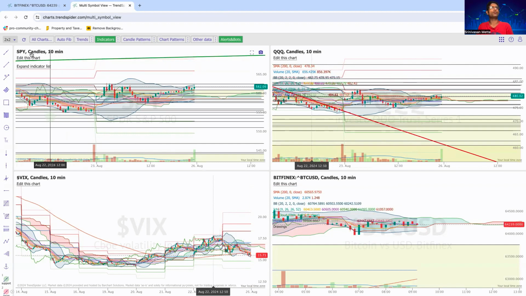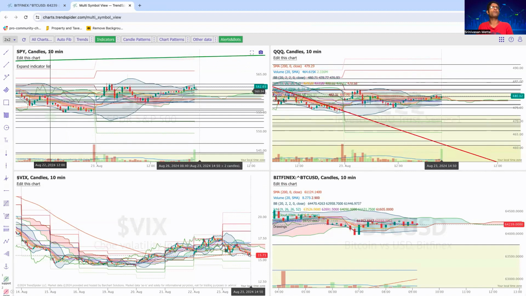Why? I use SPY, I use QQQ, I use VIX, and I use Bitfinex. But there are some people who use even TLT to know how the treasuries are going and those kinds of things, right? But why 10 minutes? Because I want to see when is a good time to enter a position based on the SPY, or am I paying too much for it, or am I paying less for it?